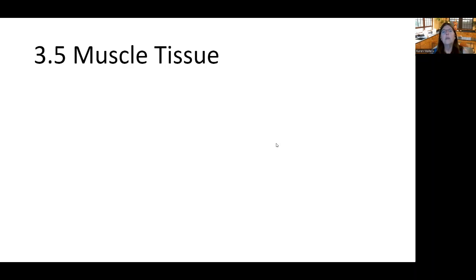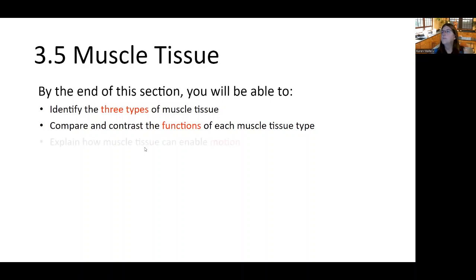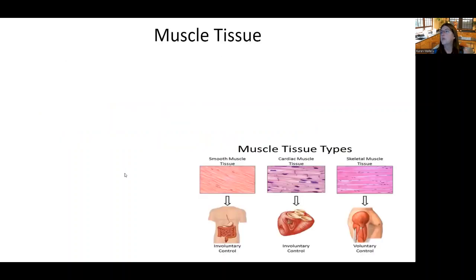So let's take a look at our muscle tissues. So we just did connective tissue, now the muscle tissue. You'll recall that there are 3 types of muscle tissue. We're going to look at the function of each of those muscle tissues and how they're different, and how muscle can enable motion. Remember when you studied the sliding filament model for our striated muscle? That's a very important concept to understand. So our muscle types.